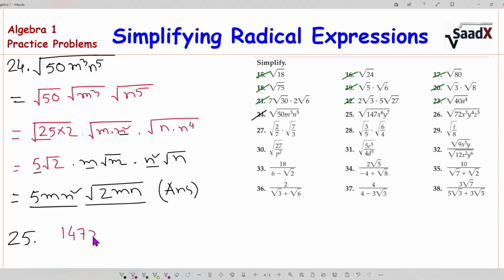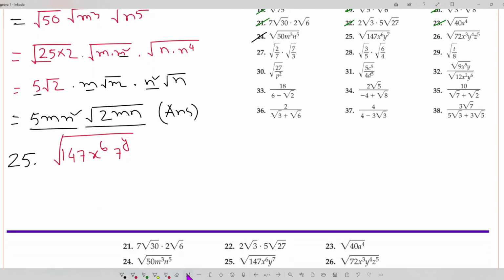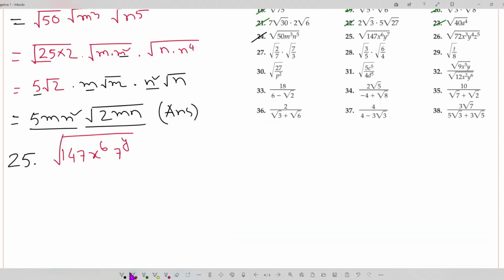147, then x to the power 6, then 7 to the power y root. Okay, now look, this one we can write similar thing. How? Look, here is 147. This one we can make 147 square root times root x to the power 6 times root, is it okay? Here is y to the power 7. Sorry, we should write here y to the power 7. Okay, so y to the power 7 we make separate.